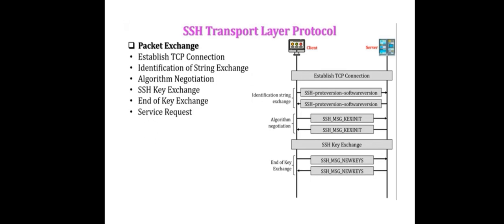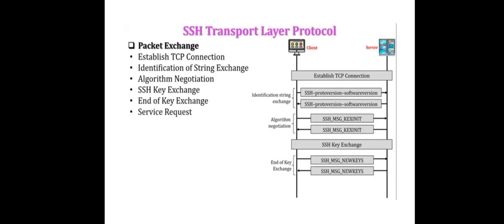Next is packet exchange. In packet exchange, we have six steps. First is establishing the TCP connection. Second is the identification string exchange. Third is algorithm negotiation. Fourth is secure key exchange. Fifth is end of key exchange, and sixth is service request.